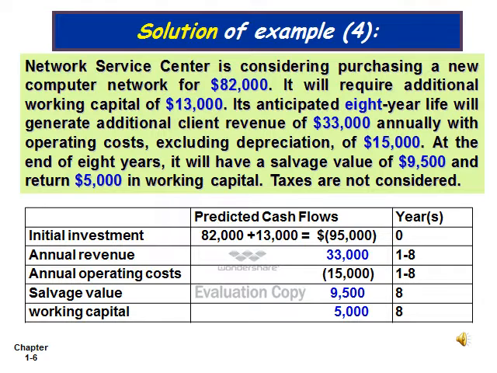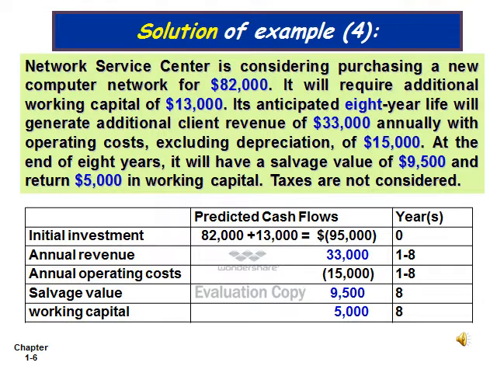The annual revenues, $33,000, is cash inflows. The annual operating cost, $15,000, is the cash outflows. Also, the company has a salvage value of $9,500. This amount is cash inflows, and return working capital $5,000 is cash outflows.